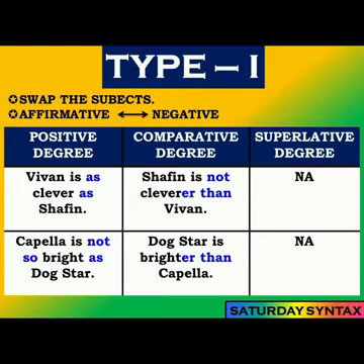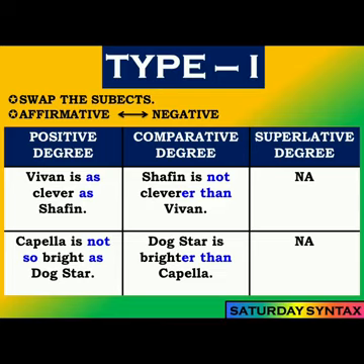As I said, first of all, we have to identify which type of sentence it is. So let's have some examples of type 1. Yes, we have to remember all the rules again. First one, you just have to swap the subjects. If the sentence is affirmative, turn it into negative without changing the meaning of the sentence. Let's take an example of positive degree. Vivan is as clever as Shafin.